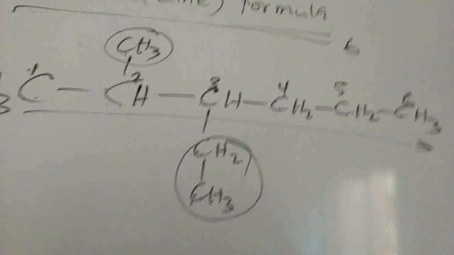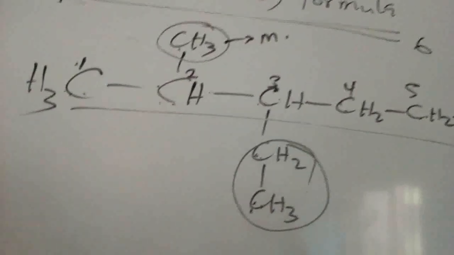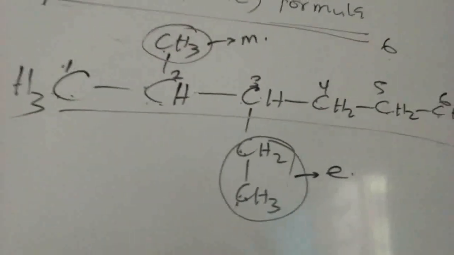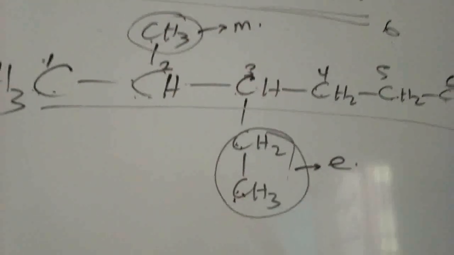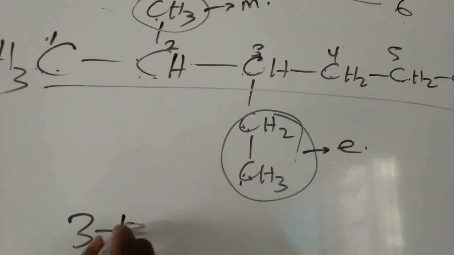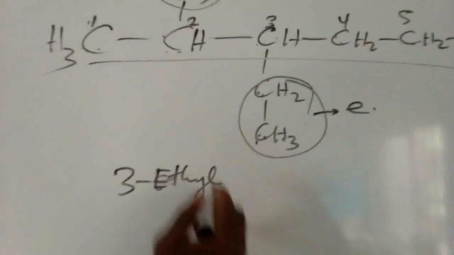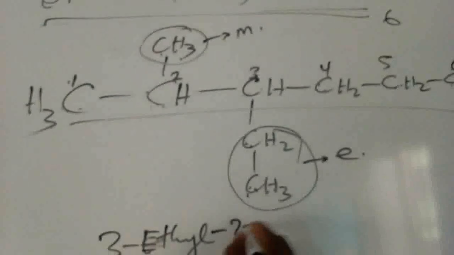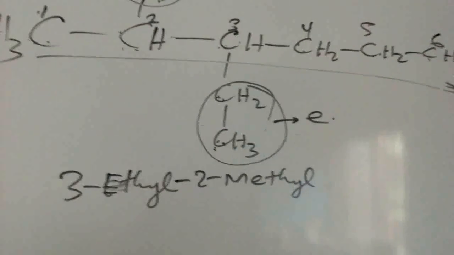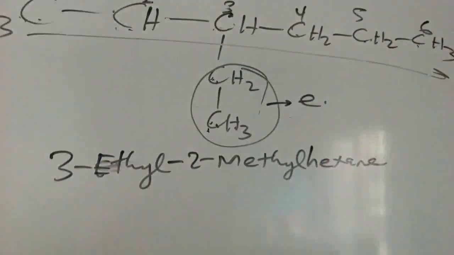So the name of the compound: this is called a methyl group. This is 2 carbon, ethyl group, ethyl. So the compound name will now become 3-ethyl, following alphabetical order. E comes before M, 3-ethyl, and then 2-methyl hexane, that is 6 carbon.